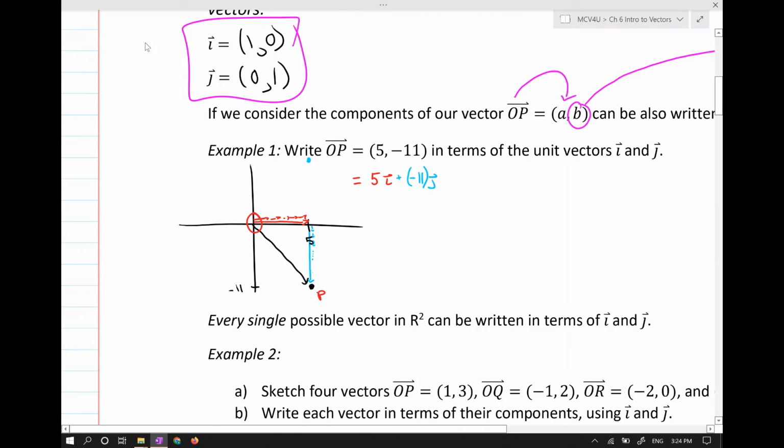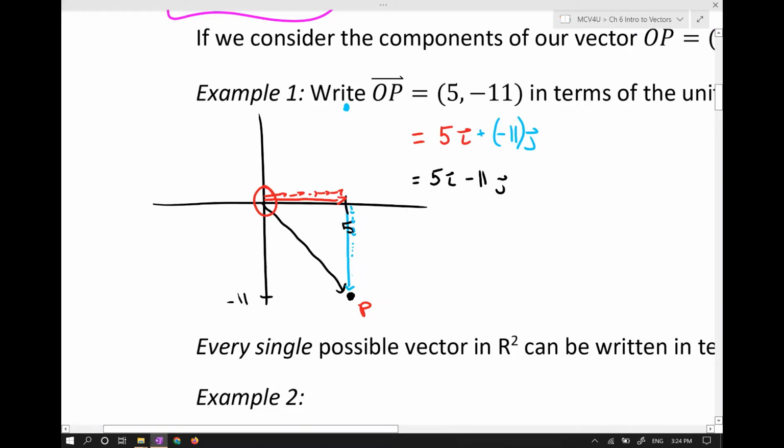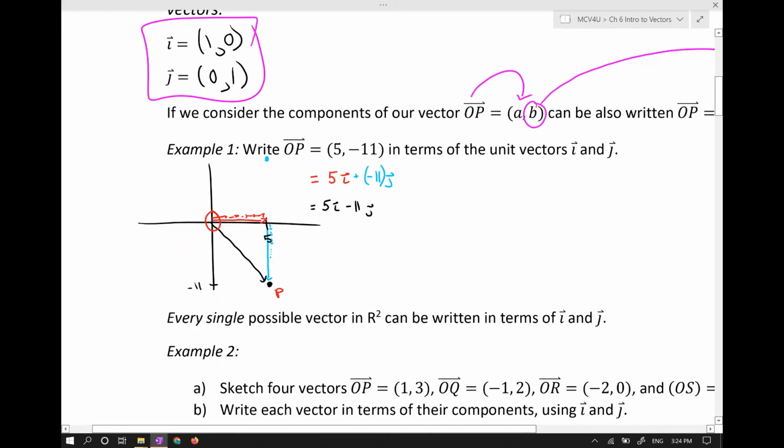We can write this in one more condensed way, and I'm sure we'll feel comfortable with this, which equals 5 times i plus, or rather minus 11j. Fantastic. We broke this down into its components nice and easy.